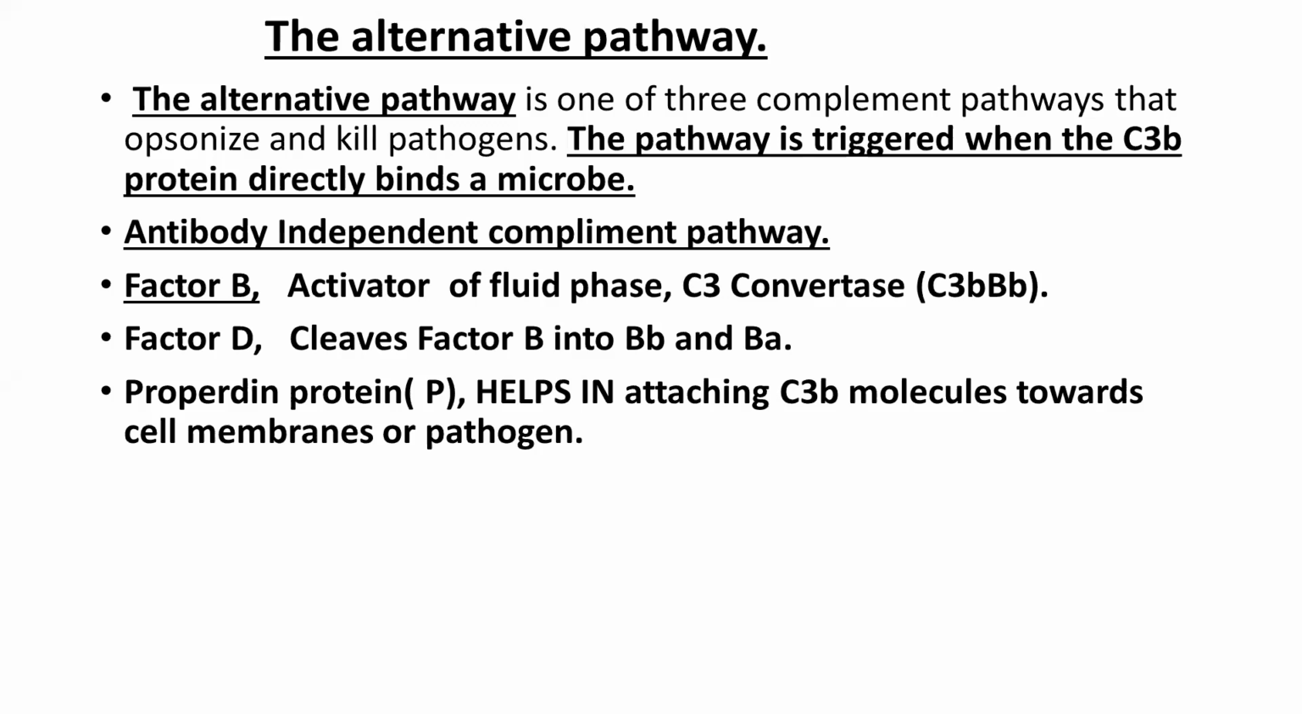The alternate pathway is one of 3 complement pathways that opsonizes and kills the pathogen. The pathway is triggered when the C3b protein directly binds to the microbes. As I already told you, C3b is the opsonin. It will combine with the microbes, and it will also combine with the macrophage. Second, it is the antibody independent complement pathway. In this, we have factor B, which activates fluid phase C3, forming the C3 convertase enzyme, which is C3b and Bb.